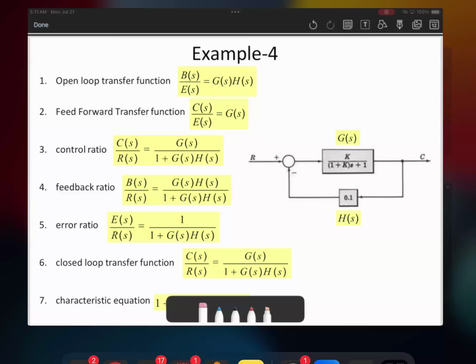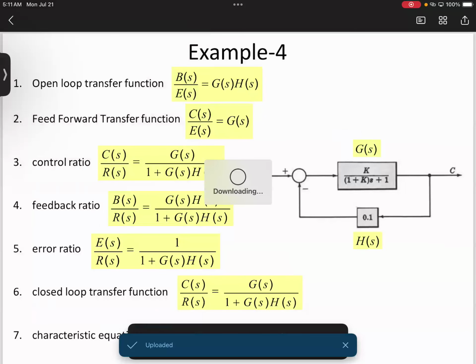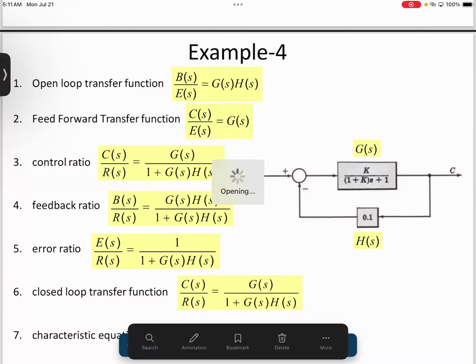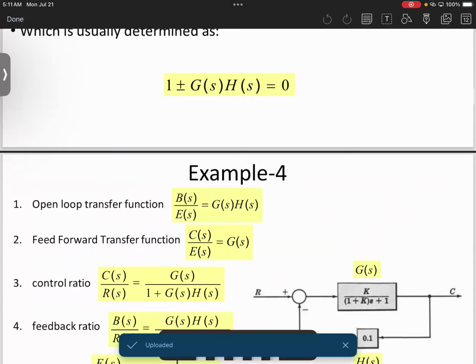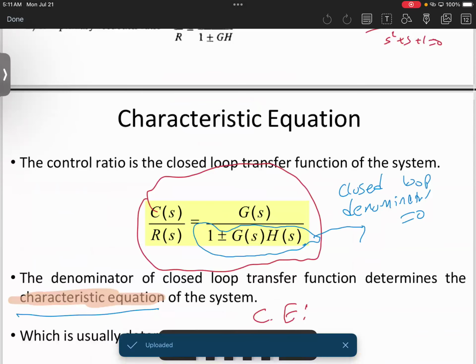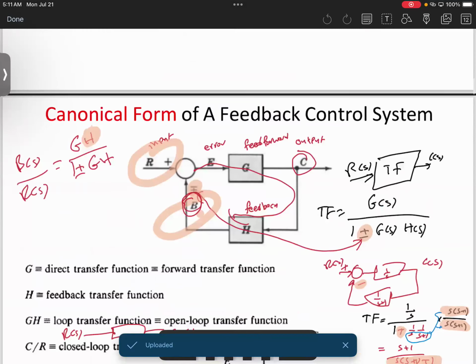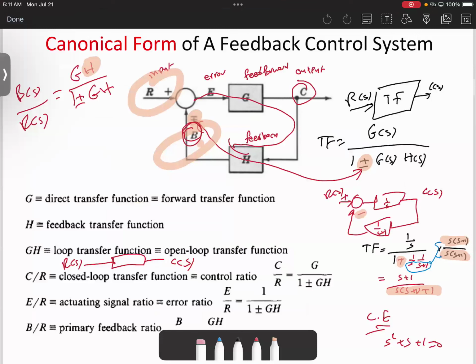Okay, good afternoon. So today's lecture, we will continue on what we started last lecture, which is the canonical form, where there is a forward path and feedback. If we see any transfer function or any block diagram, and we need to write it in the canonical form, we need to simplify it into this formula.